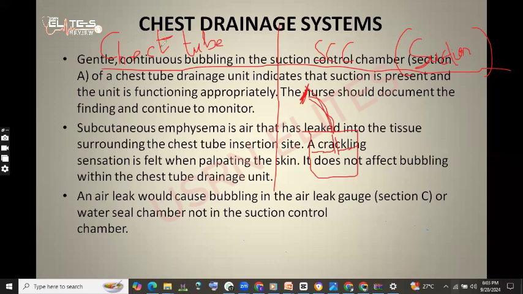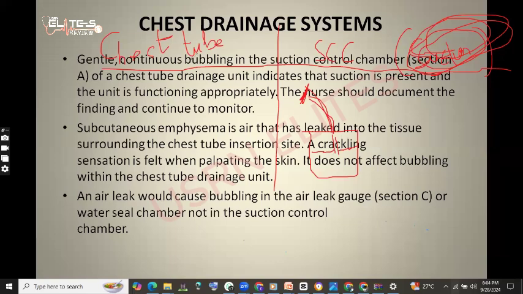When you get a question and they tell you the patient has a chest tube, with a whole lot of additions, and they never mention suction, listen to this part for me. They only mention the chest tube. They never mention suction or the suction control chamber, whichever word it is. Suction should not come in. Okay.